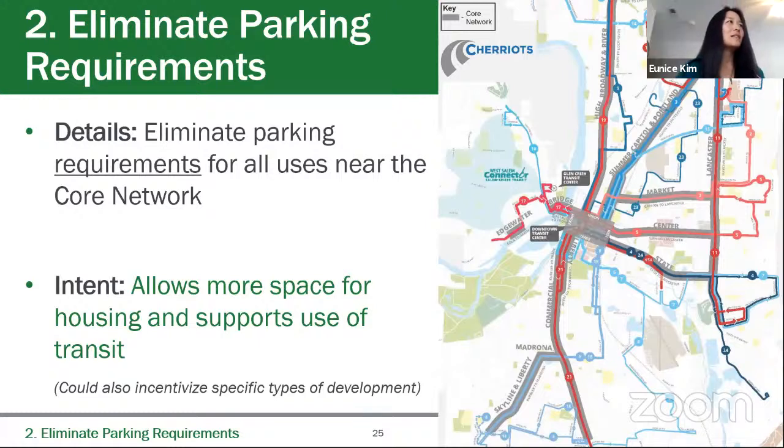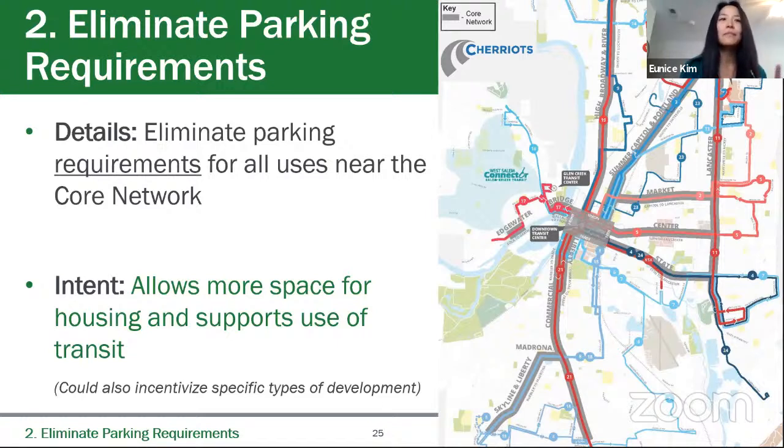So the second one is eliminating parking requirements for all uses near the core network. And when we say near here, we're really thinking of that quarter mile, what we have done already for multifamily housing. Okay, but that could change. That is just what we generally have been talking about. And again, this would just remove the requirement.